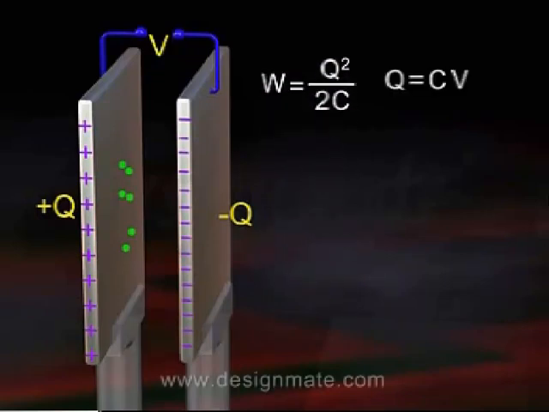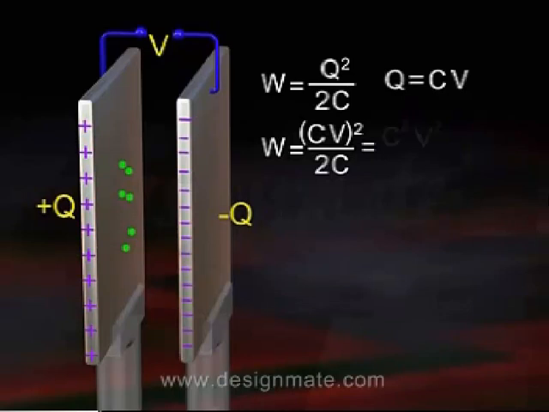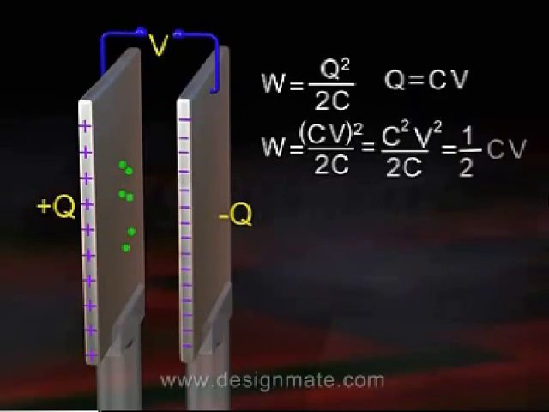Now Q = CV. Therefore, W = Q²/2C = C²V²/2C, that is equal to half CV².